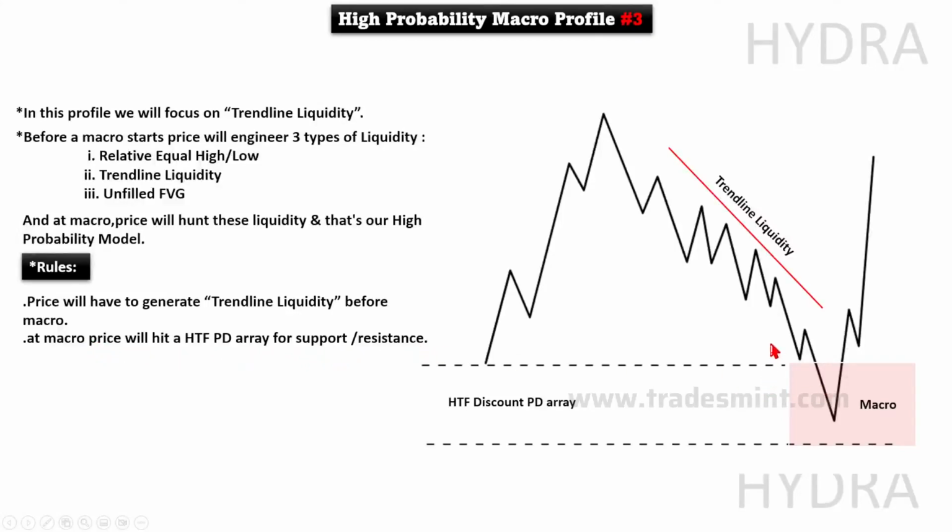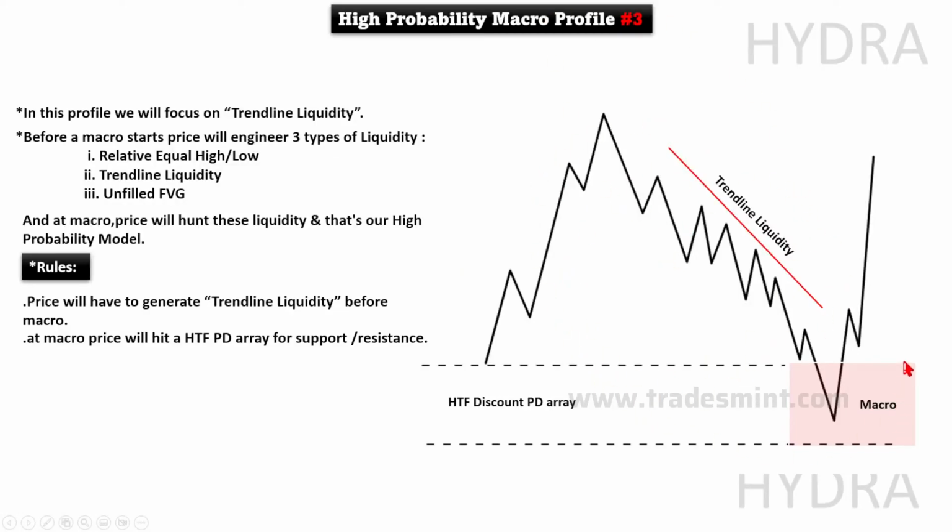Okay, so once we identify that price is generating trend line liquidity, we will wait for price to get inside our macro zone. Once price gets inside our macro zone, we'll see if price is trading inside a higher time frame discount PD area, because this is a bullish condition, right? Price is forming relative equal highs. So suppose price was forming relative equal lows, we'd be looking for a higher time frame premium PD area. Just vice versa in a bearish condition.